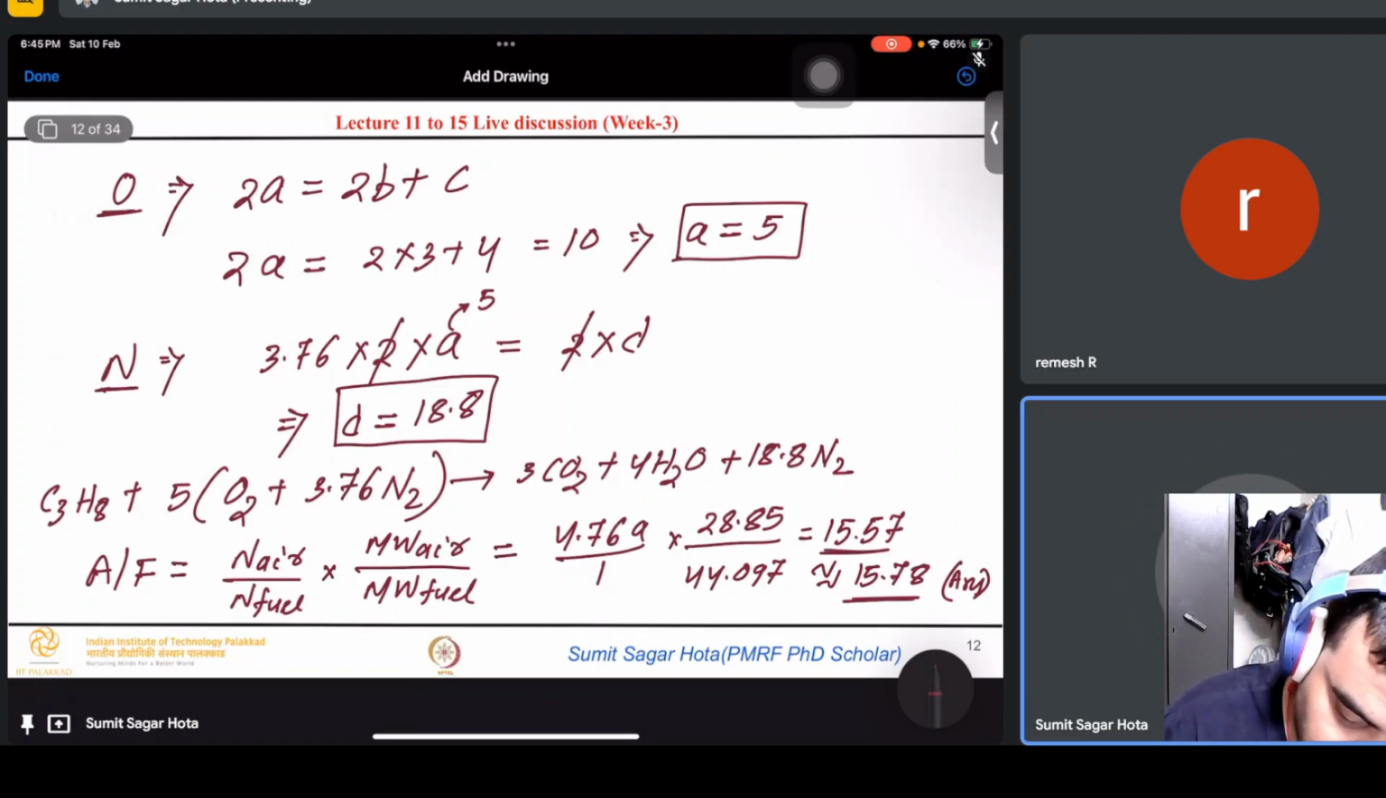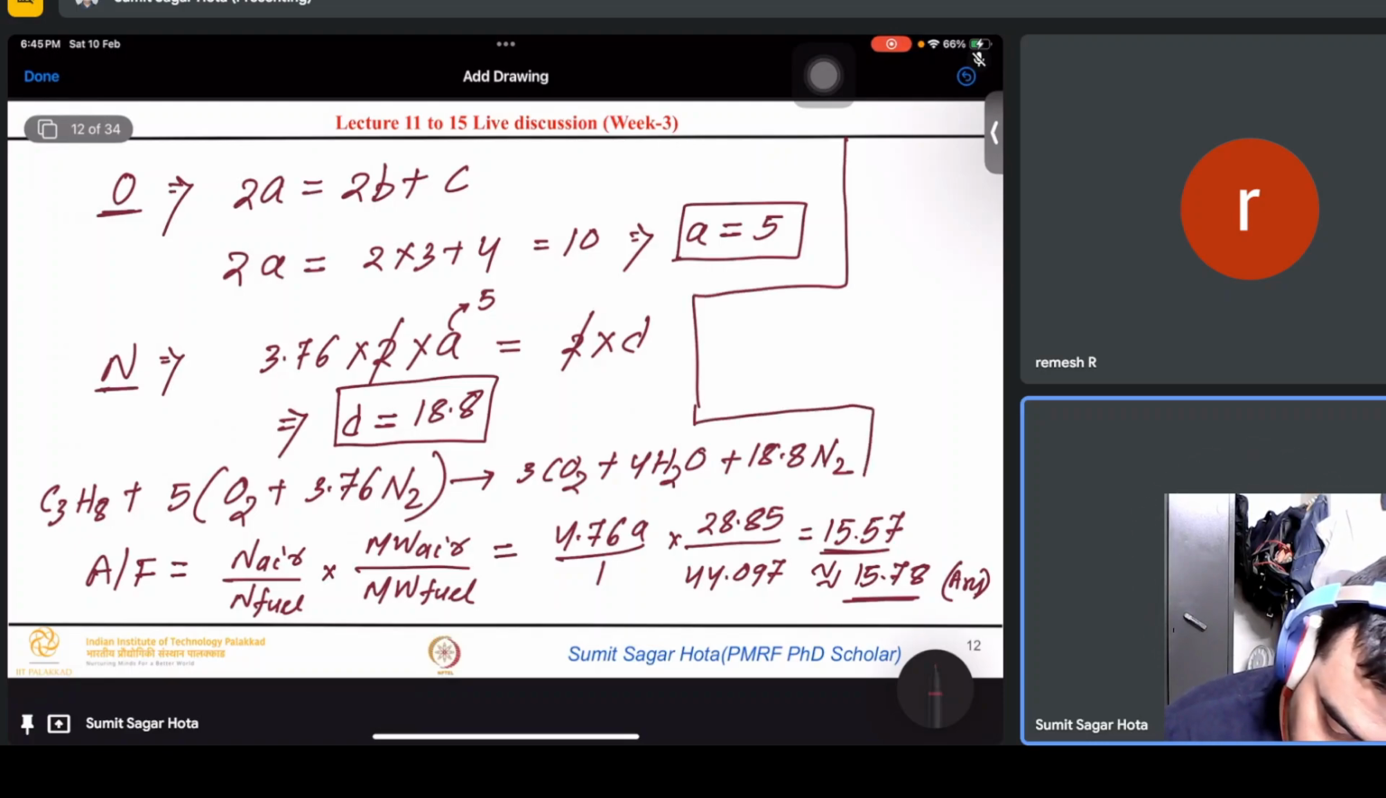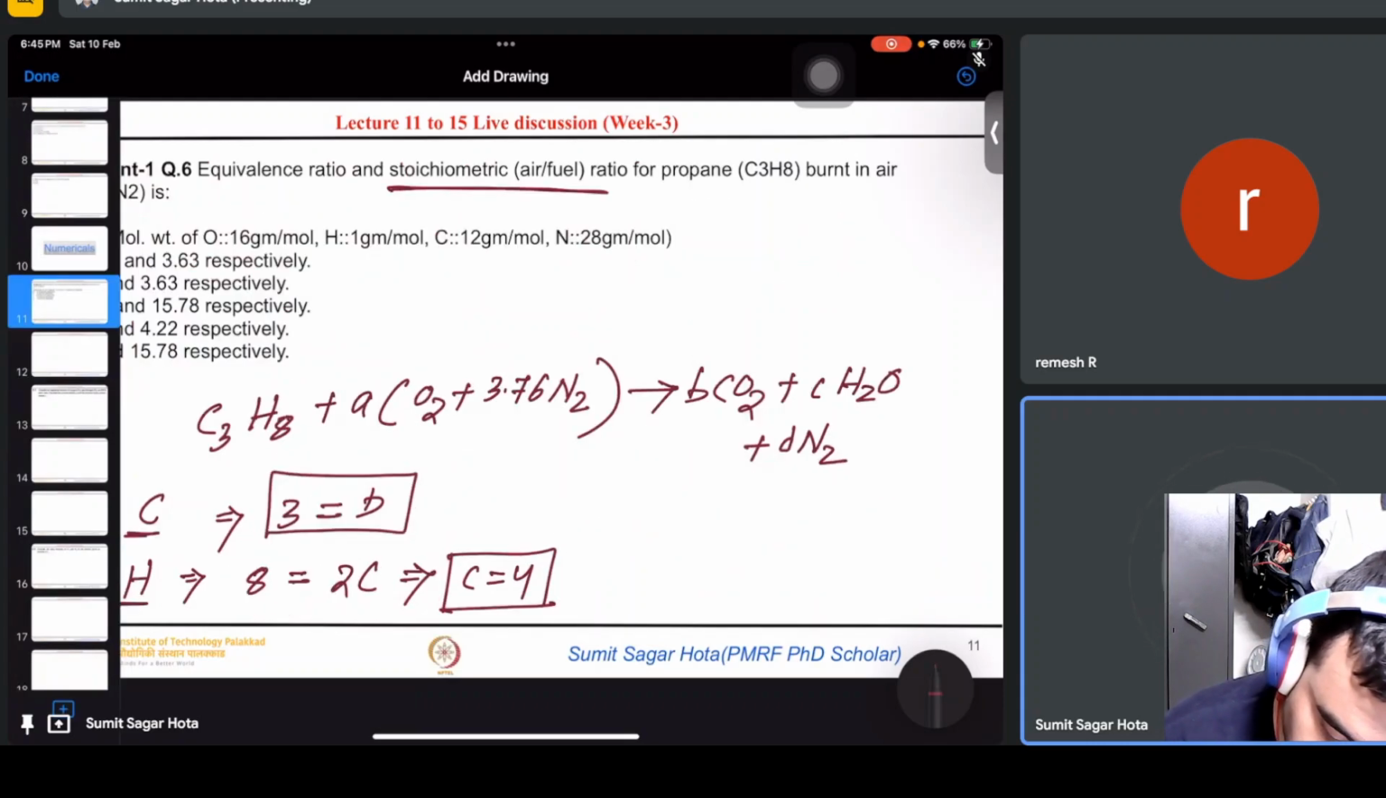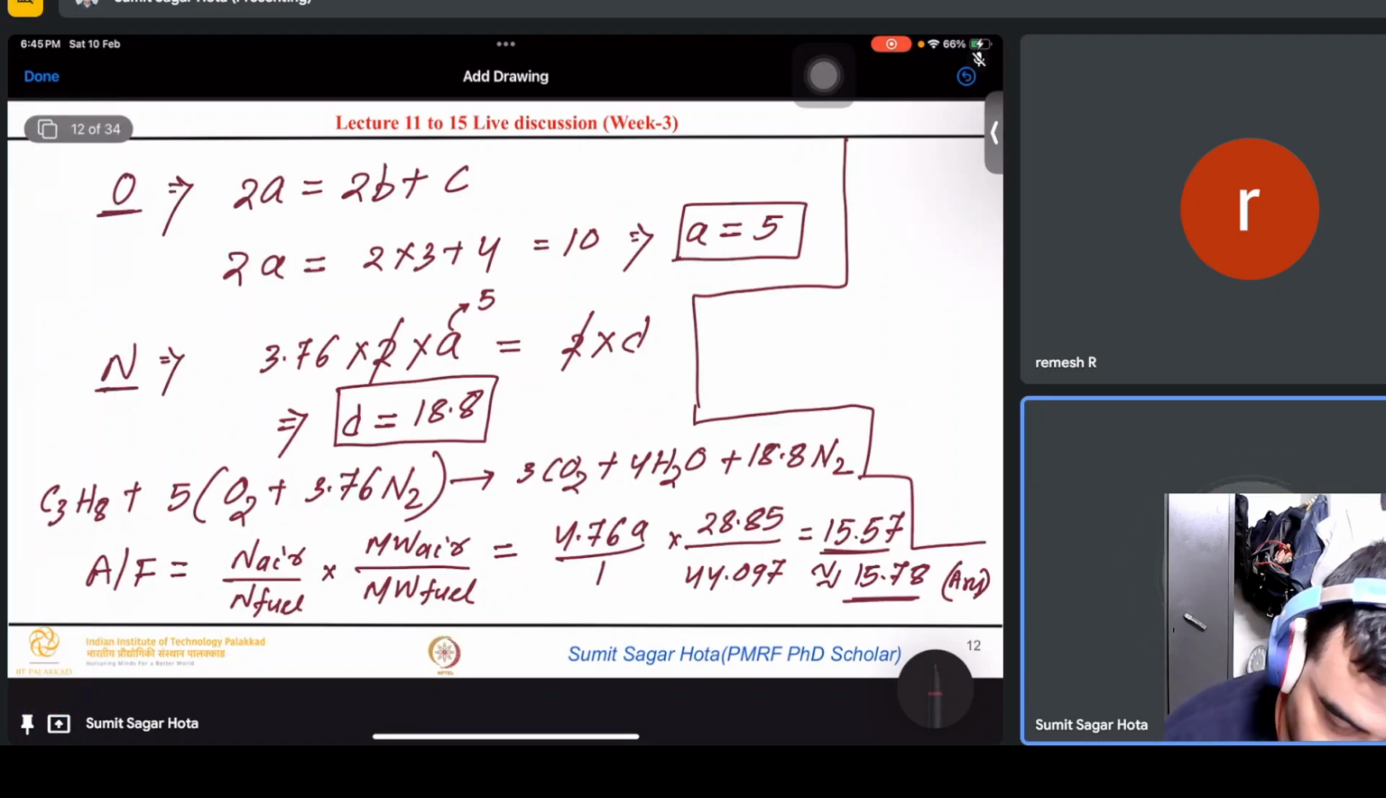Now one more thing: under which condition are all these reactions going on? It's already given in the question, stoichiometric air-fuel ratio. There is no lean or rich condition given in the question. So if they want us to find the equivalence ratio, since there is no other condition, the default value for the equivalence ratio is 1. We assume it as stoichiometric, and the value comes out to be 1.